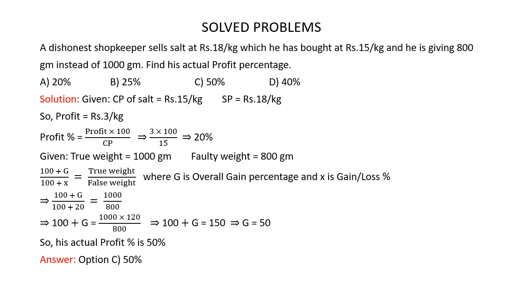Substituting all these values in this formula here, we get 100 plus G divided by 100 plus 20 is equal to 1000 divided by 800. On cross multiplication and solving, we get G is equal to 50. That is, his actual profit percent is 50%. So the correct answer is option C, 50%.